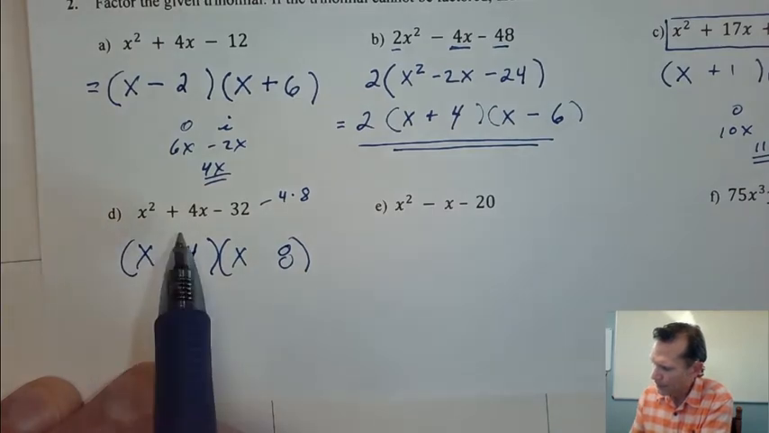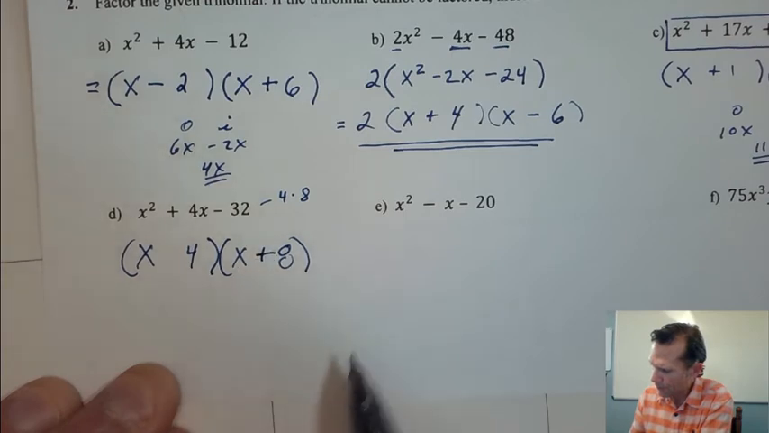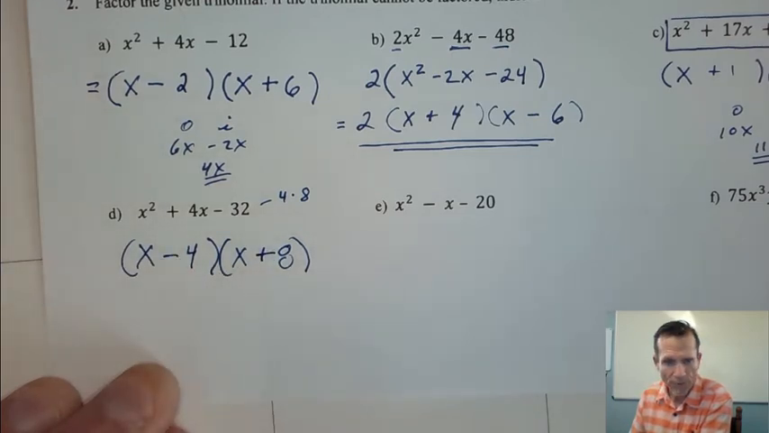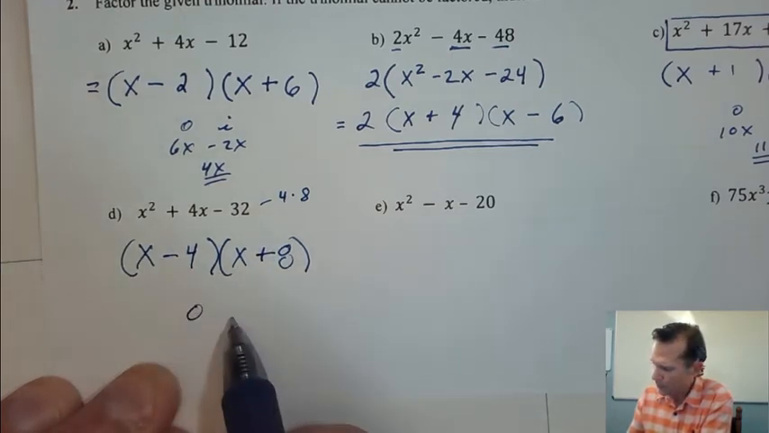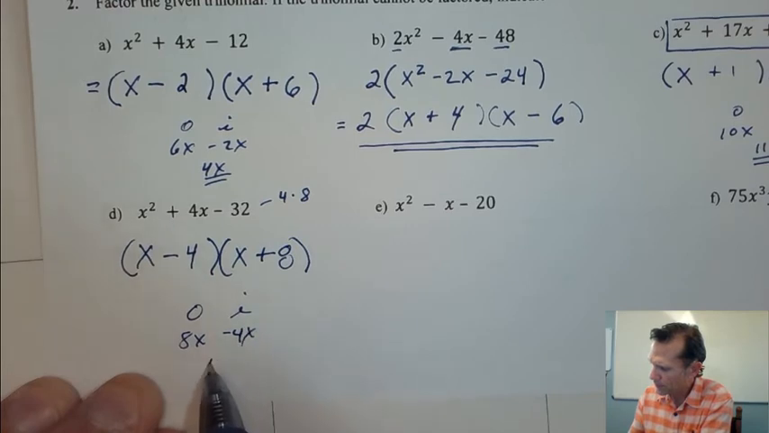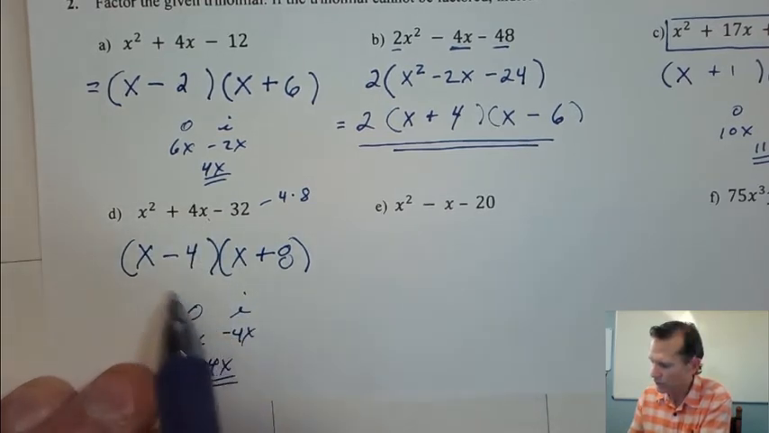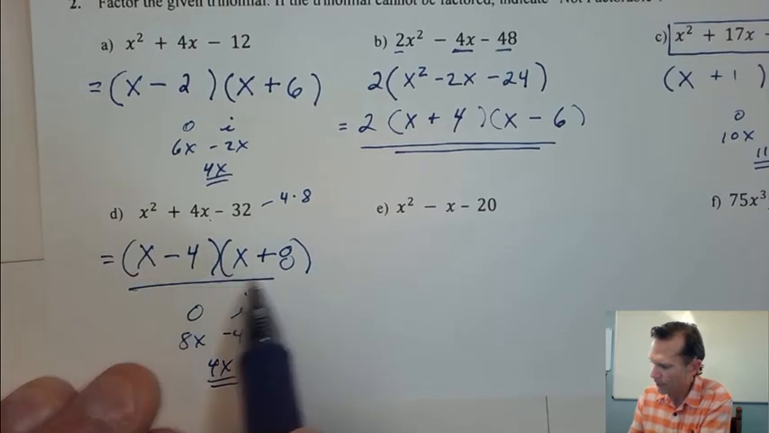And then I need more positives here, so I'm going to put the positive with the 8 and the negative with the 4. Do a quick check of O and I, 8x, negative 4x. Push those together, they make my middle term. So this is the factored form of the trinomial.